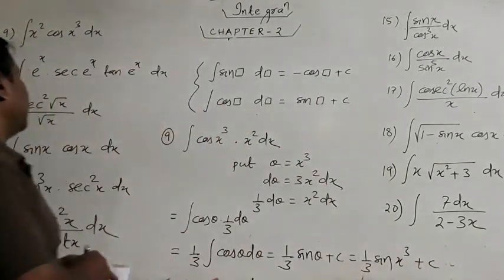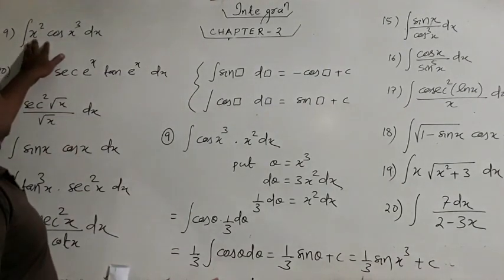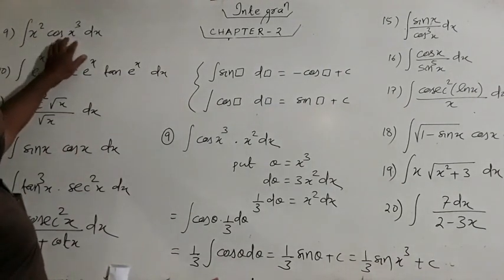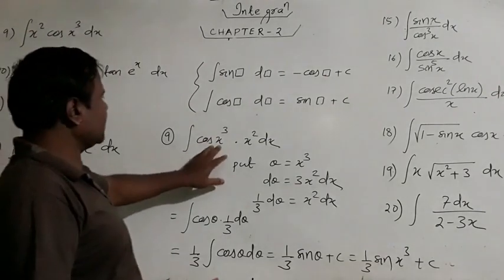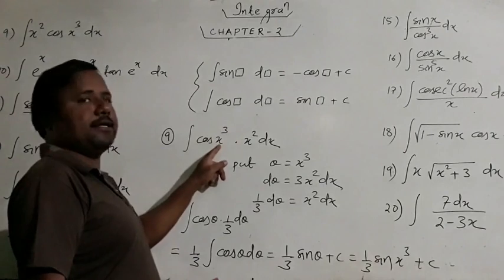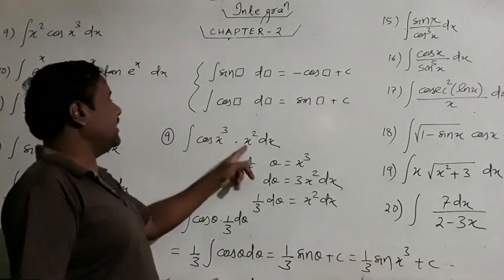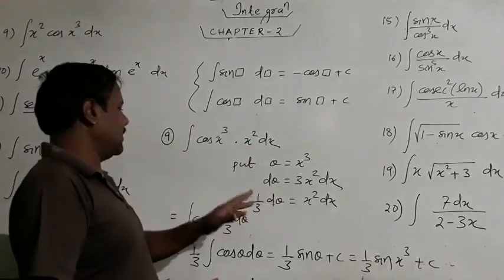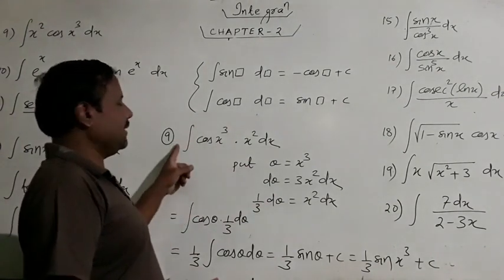Look at here. I am telling it again. X square into cos x cube. I am just reversing: cos x cube into x square. Why am I writing it? Because the derivative of x cube is 3x square. 3 is simply a constant. I can multiply 3 and divide 3.